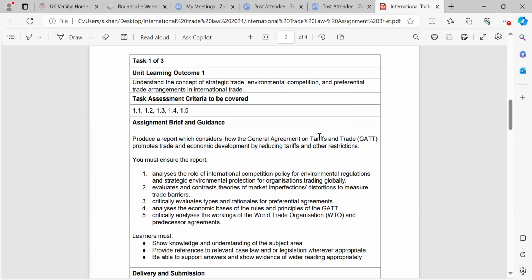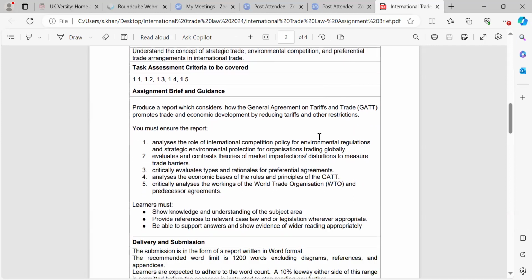This is what I just went through earlier. So the first part of it is produce a report which considers how the General Agreement on Tariffs and Trade, which is GATT, promotes trade and economic development by reducing tariffs and other restrictions. You must ensure the report firstly identifies, number 1, analyze the role of international competition policy for environmental regulations and strategic environmental protection for organizations trading globally.